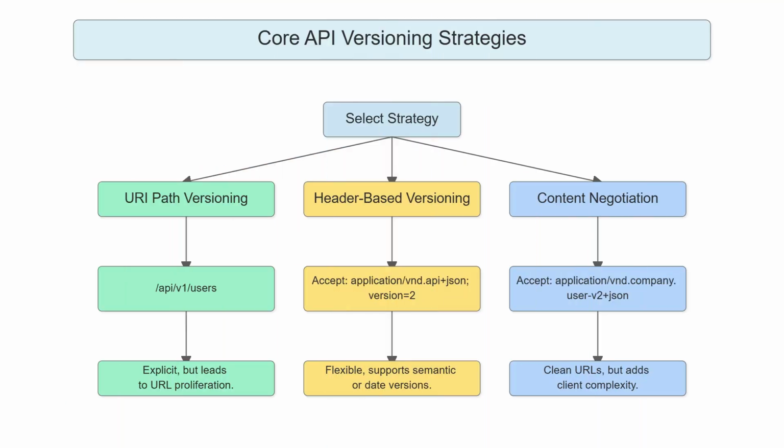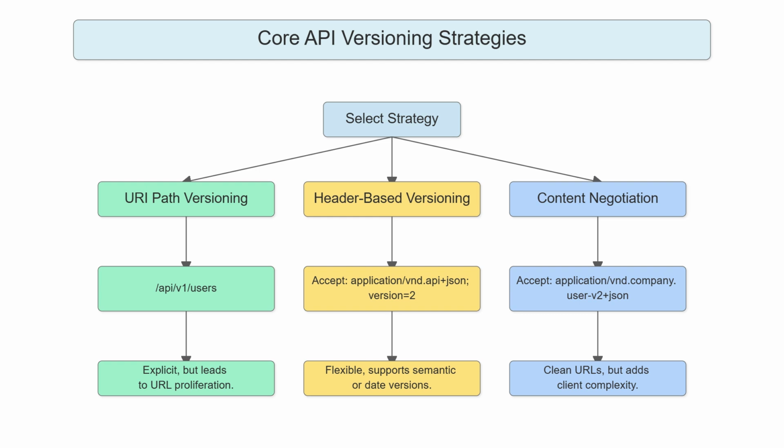Let's dive into the core strategies for API versioning, each with its own trade-offs. First up is URI path versioning. This is often the most obvious choice, as seen with GitHub, where API versions are explicit in every request, like /API/v1/users. While simple and visible, it can lead to URL proliferation, meaning every endpoint multiplies by the number of versions. The hidden insight here is that it works best when you version entire API surfaces together, not individual endpoints.